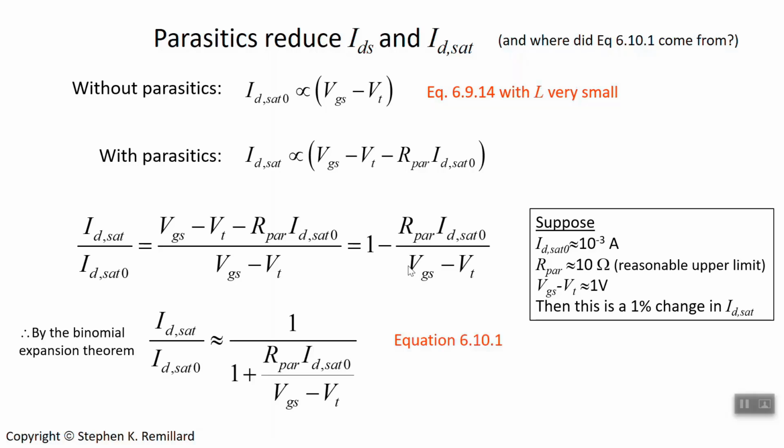You can invoke the binomial expansion theorem and rewrite it. 1 minus a very small number is 1 divided by 1 plus that very small number. I don't have a good reason for doing that, except that that's how equation 6.10.1 is presented to us. So I just thought I would argue why that's okay to have. But again, I go with what's derived, but you can use that as well, as long as these really do come out to make a small number. That's the parasitic resistance. Its effect is to reduce the saturation current somewhat. Not a lot, but it reduces it.